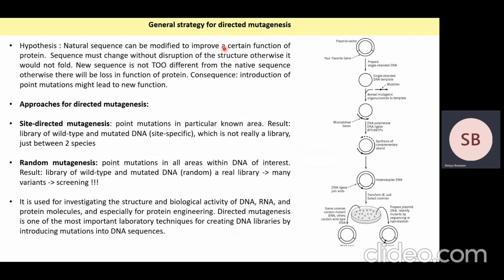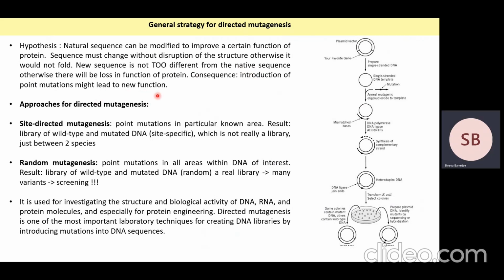So what is the general strategy for directed mutagenesis? There is a hypothesis that a natural sequence can be modified to improve a certain function of the protein. But the sequence must change without disruption of the structure, otherwise it will not fold to the structure that we want. So the new sequence cannot be very different from the original sequence, otherwise the structure as well as the function will be lost. The result is that introduction of point mutations might lead to new functions because it changes only a few amino acids at certain points.